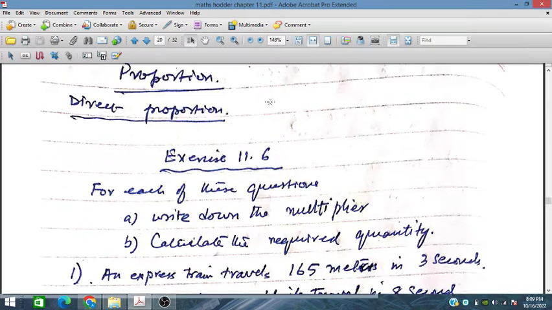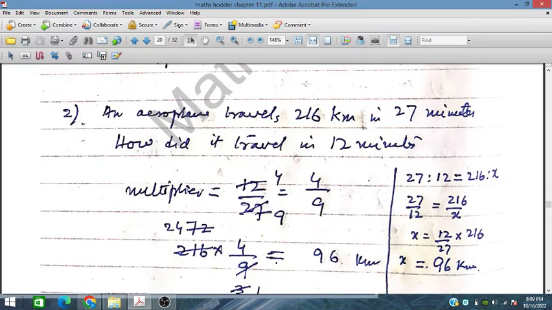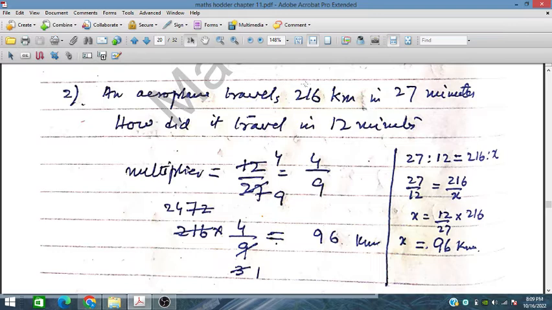Proportions: direct proportions and indirect proportions. An aeroplane travels 216 kilometers in 27 minutes. How far will it travel in 12 minutes? If it travels 216 kilometers in 27 minutes, in 12 minutes it will travel less. So this is 12 by 27, so the multiplier is 4 by 9. So this 216 kilometers is decreasing by 4 by 9. So it is 96.